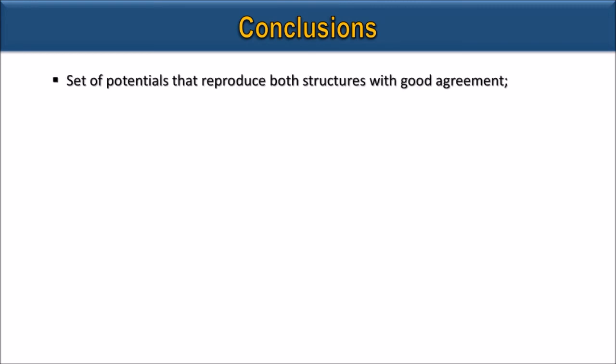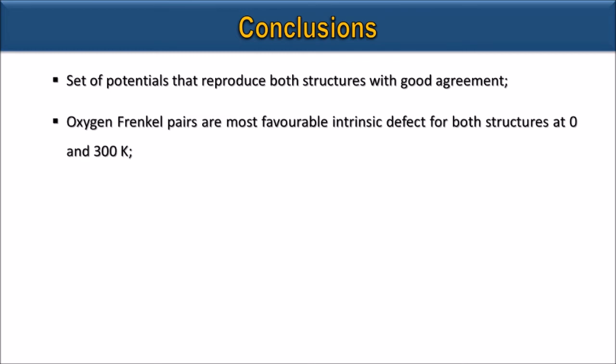So, as a conclusion of what was shown in this presentation, we saw that a set of potential parameters was found empirically for yttrium-oxygen and lutetium-oxygen in order to reproduce the yttrium silicate and lutetium silicate structures. And results also show that oxygen Frenkel pairs are the most favorable intrinsic defect for both structures at 0 and 300 Kelvin, while all silicon-related defects showed much higher energetic costs.